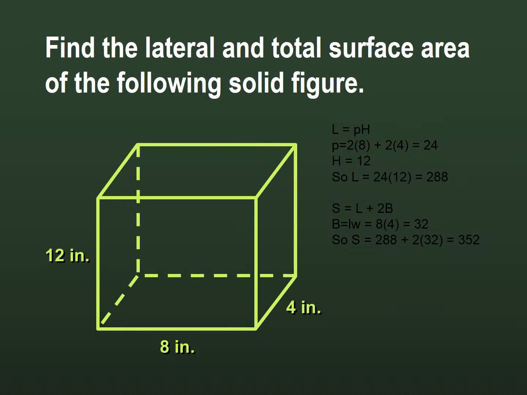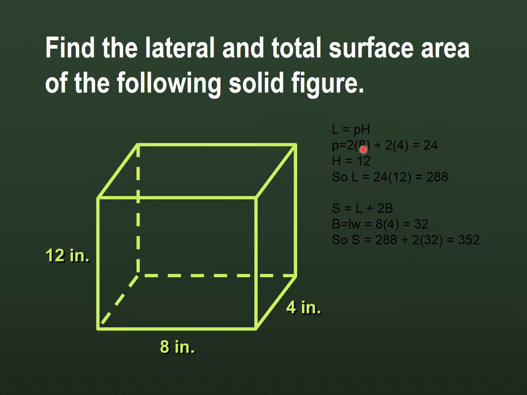Okay, so let's take a look here and try to figure out the surface area, the lateral, and the total surface area. So we're going to do the lateral surface area first because you need the lateral surface area to actually figure out the total surface area anyways. So the lateral surface area is equal to the perimeter of the base times the height of the entire figure.